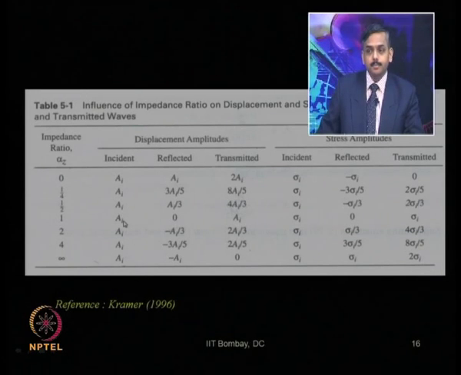Clear? So, we have to be very careful about these values, which we can easily estimate in the beginning itself, knowing the material property of various layers. That is why knowing the material property is very important to estimate the impedance ratio, which automatically will give us the displacement amplitude of any transmitted wave. Fine.